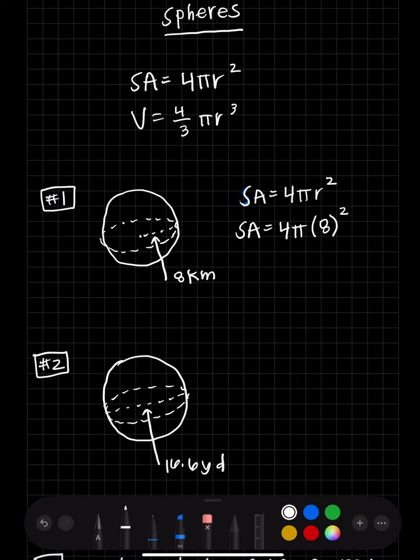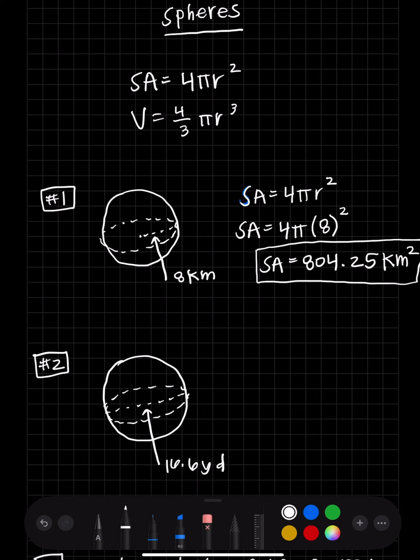And now we can plug that into our calculator. And we get that the surface area is equal to 804.25. I rounded to the nearest hundredth. In this case, because of that pi, it'll be a never-ending decimal. Just round to the nearest hundredth if that happens. But remember, because it's a surface area, we need to have a unit on there. And so this would be in kilometers squared or square kilometers. Because it is an area, we have to square the unit. Okay, so there's our surface area.